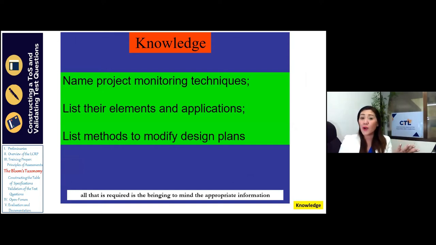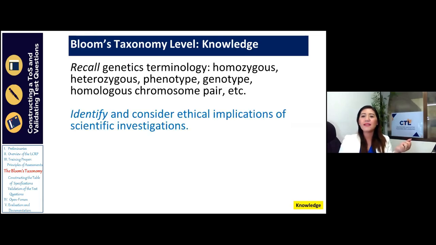Like name project monitoring techniques or list their elements. For example, in multiple choice, which of the following is not a method to modify design plans? If the skill that you want your students to show is to tell you what you told them, then it is knowledge level. Okay? So the question is, is your exam knowledge level only? Critical thinking is a graduate attribute that we develop with our students. So, these are some examples of the knowledge level.